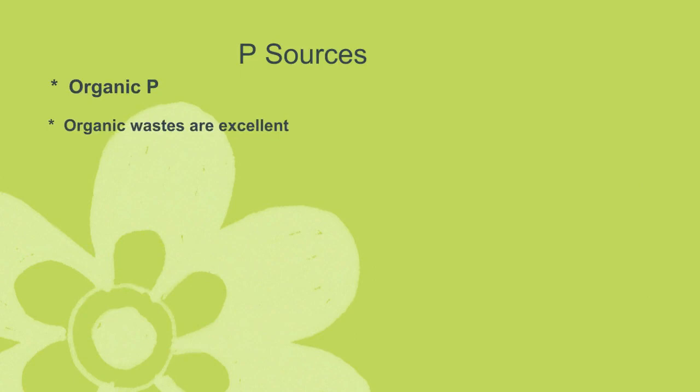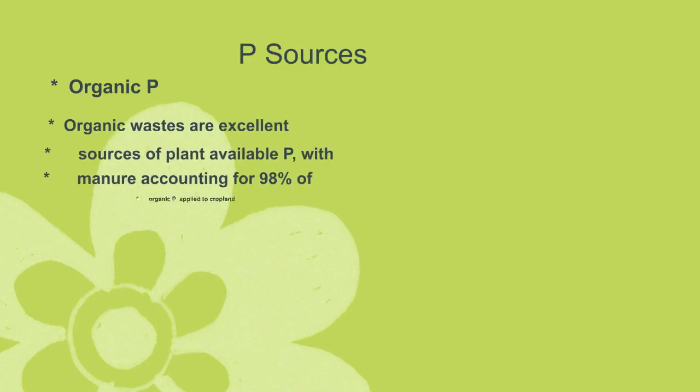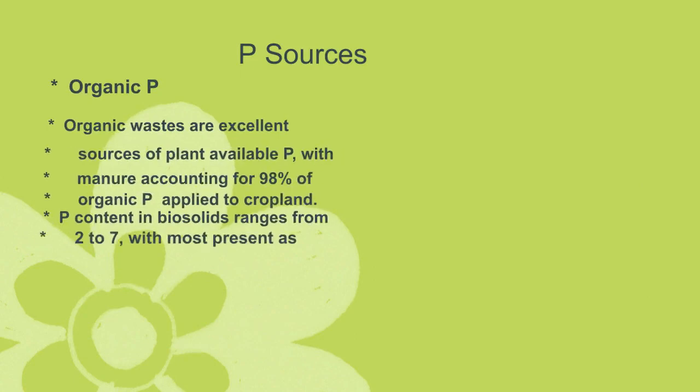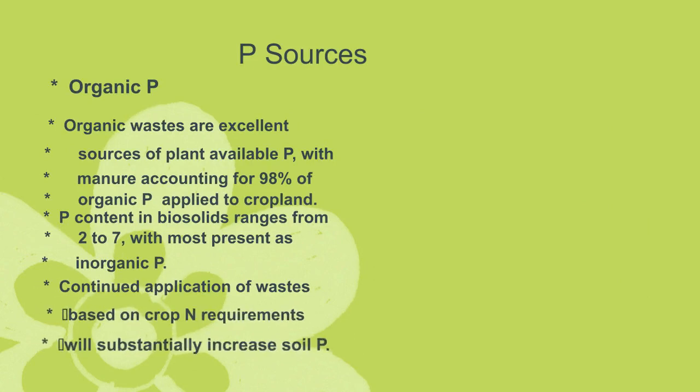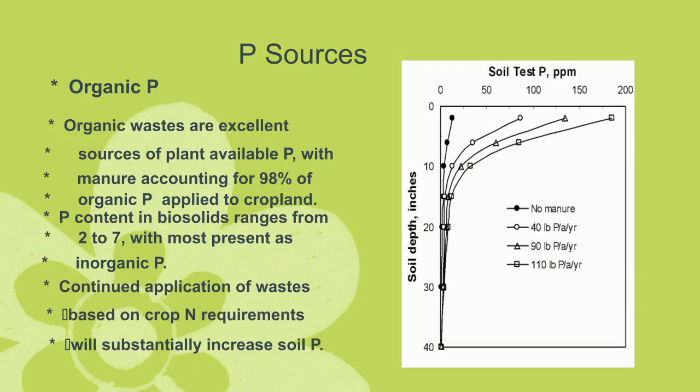Finally, we move to organic P. Organic wastes are excellent sources of plant-available P, with manure accounting for 98% of organic P applied to cropland. P content in biosolids ranges from 2 to 7, with most present as inorganic P. Continued application of wastes, based on crop requirements, will substantially increase soil P.